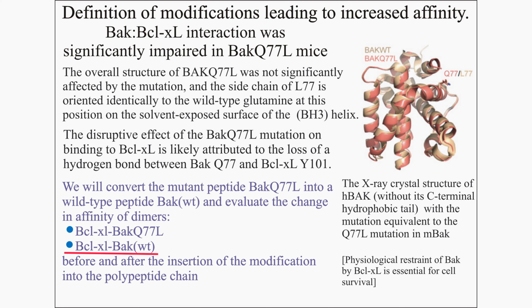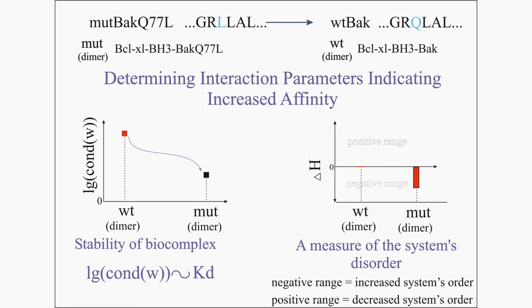But first, let's move on to considering the physical parameters that we get in the process of using this software. We replace the amino acid 77 in the BAK peptide with glutamine. The sequence regions are shown at the top of the slide. The figures below show the graph dependencies of the LG con W values with increase in affinity after the introduction of amino acid residue substitution. Since the value of LG con W is directly proportional to the dissociation constant, an increase in affinity should also lead to a decrease in the obtained values.